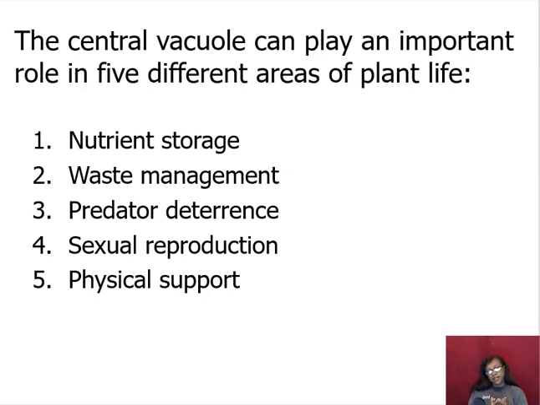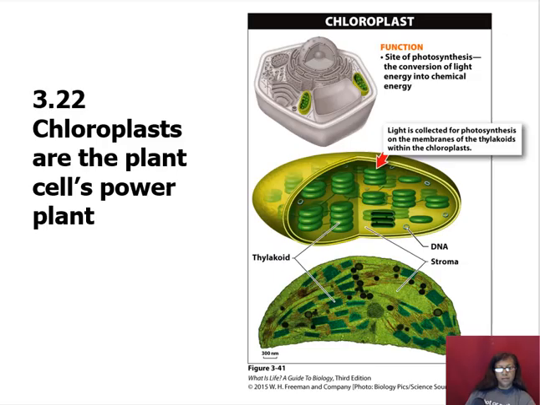Number 1, nutrient storage, waste management, predator deterrence, meaning this is where a lot of plants will store their toxins. When you're just like, that plant's toxic, don't eat it, well, the toxins are going to be stored in these vacuoles. Sexual reproduction, the vacuoles come into play, and physical support. Okay, so in plants, the vacuoles are super, super important.